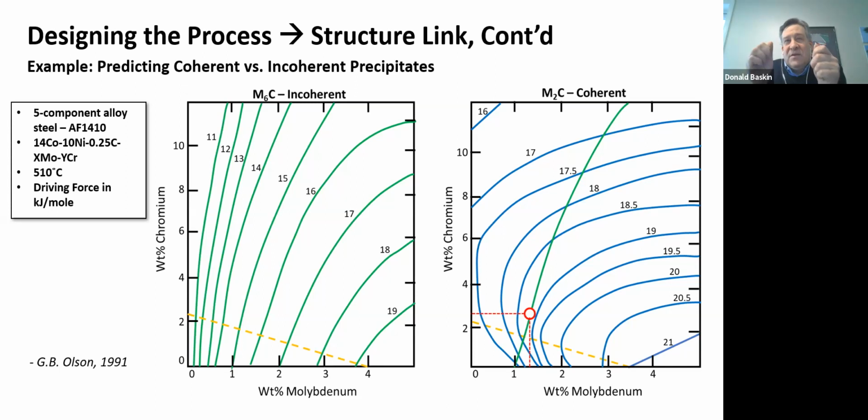The way to predict whether you're going to get that fine distribution of lots and lots of small particles is by knowing the driving force energy to precipitate out those particles.